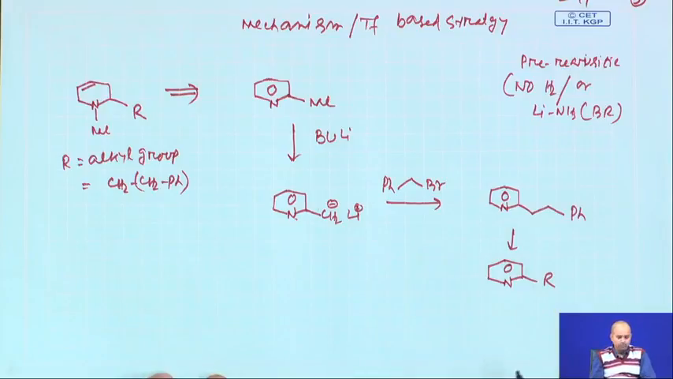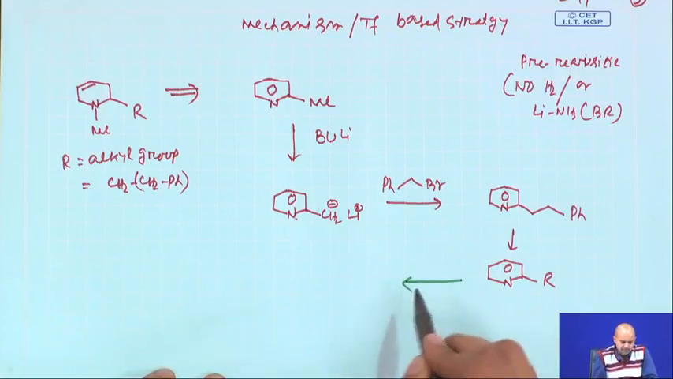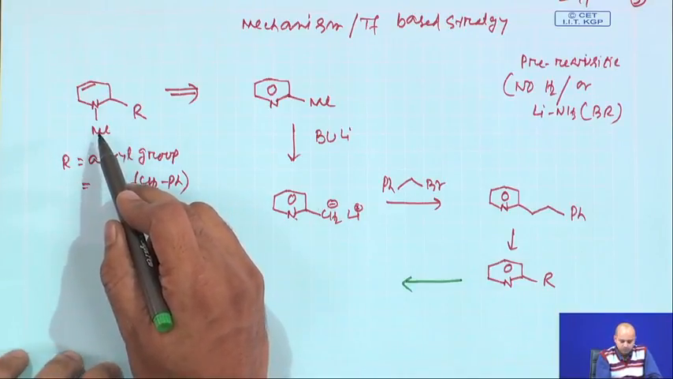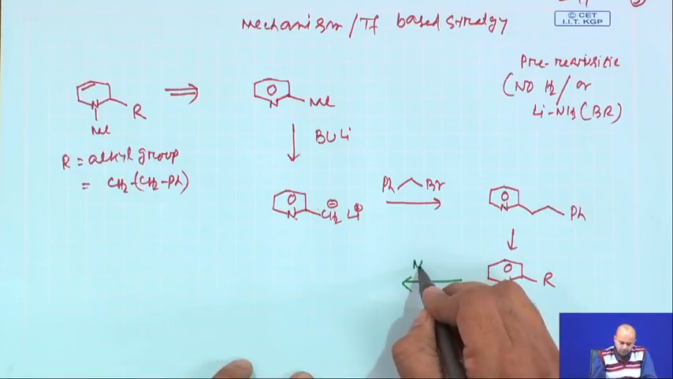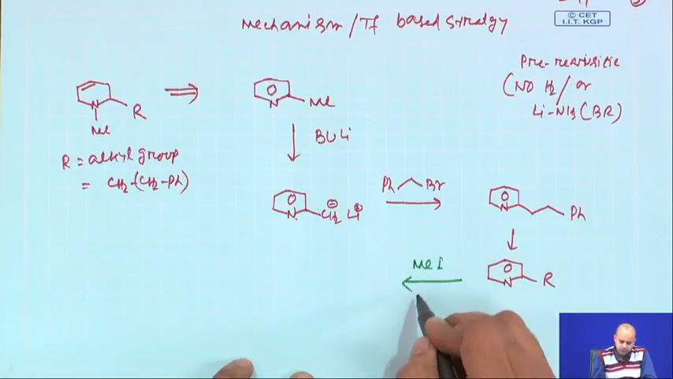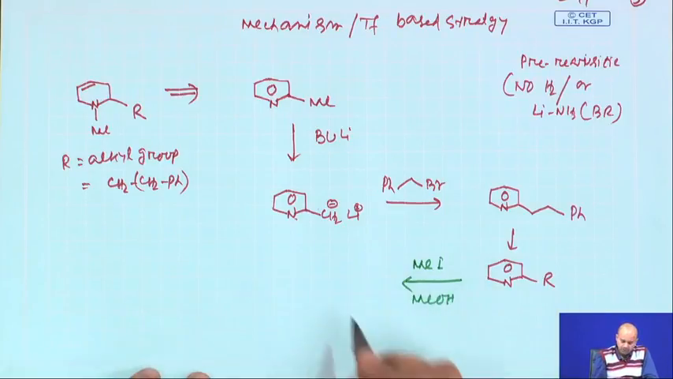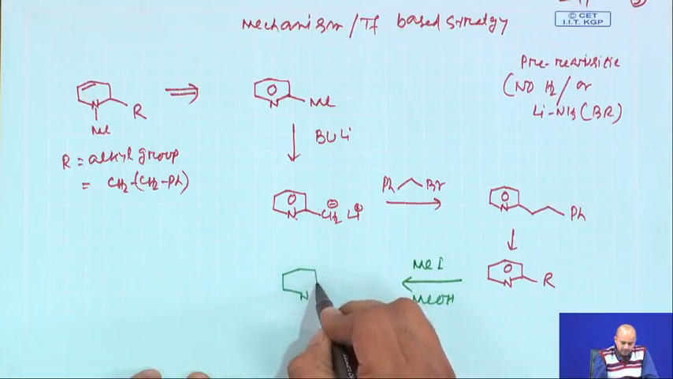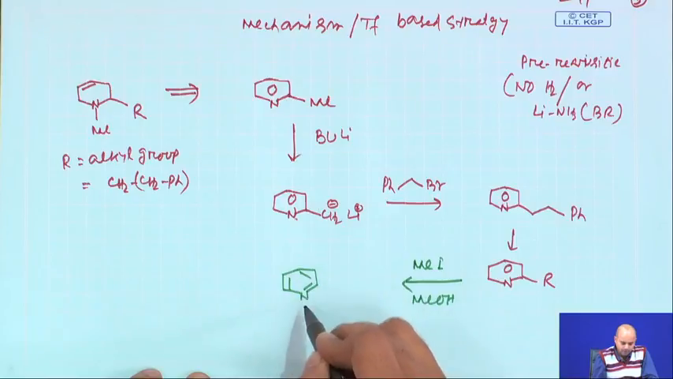Now, next what will we be doing? You have to do the selective reduction. In addition, you need to put an extra methyl on this nitrogen. So, initially the approach was first it was subjected to methyl iodide in methanol solvent. Now, what does methyl iodide do? It basically gives a quaternary ammonium salt or quaternary pyridinium salt.